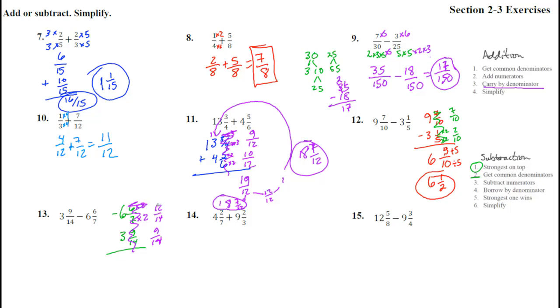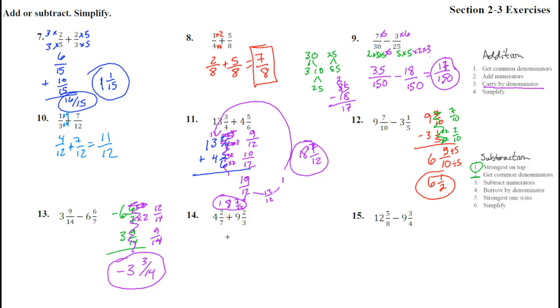So we have 6 and 12/14 minus 3 and 9/14. 12 minus 9 is 3/14. 6 minus 3 is 3. And strongest one wins. That's a negative sign. Negative 3 and 3/14. Whew, these stretch the brain a little bit.